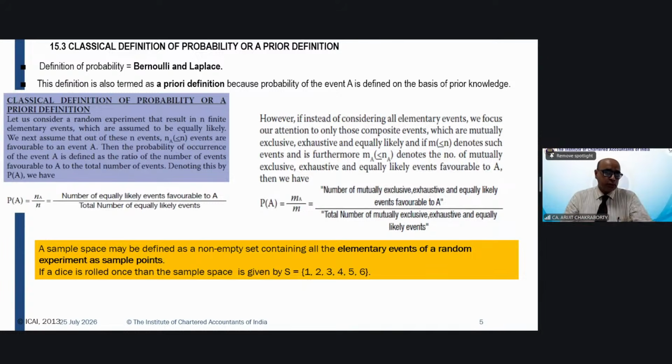When I roll a dice, you can see there can be 6 events, and we denote it through the sample space denoted by S, capital S. This equals, then you open the set notation, and then you write all the 6 possible events which can happen. These are equally likely, equally probable. Definitely these are exhaustive, and these are mutually exclusive. So this is what is meant by sample space.